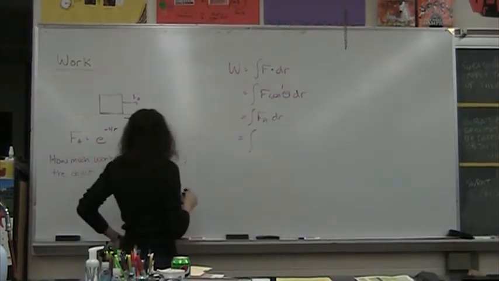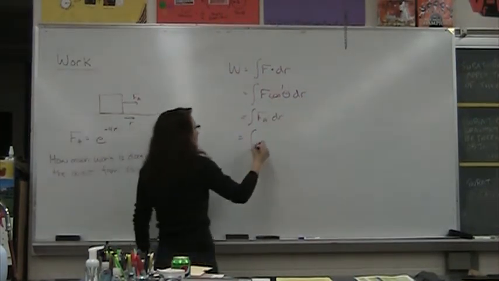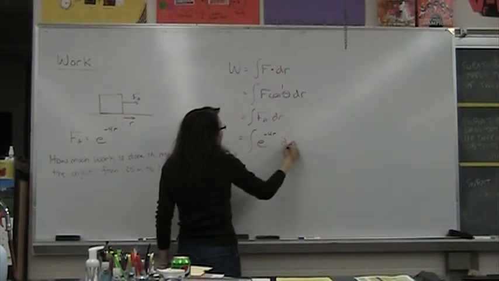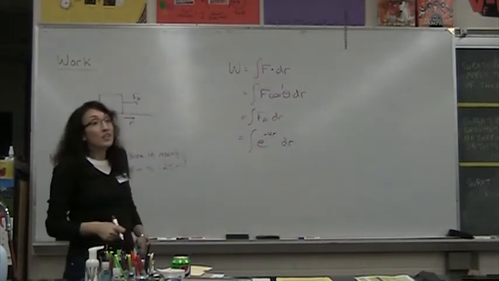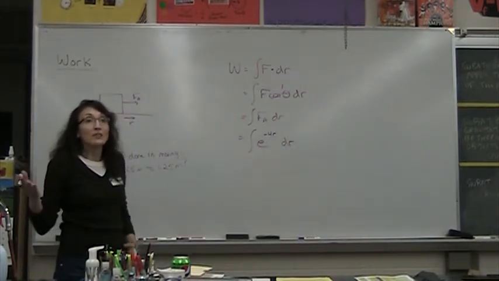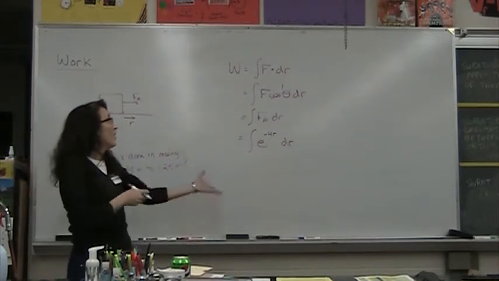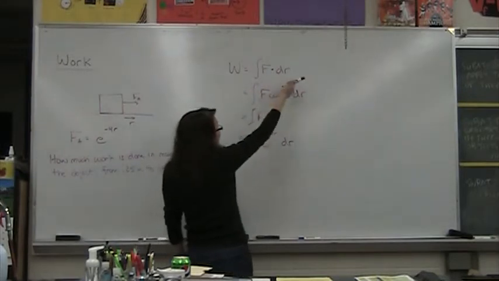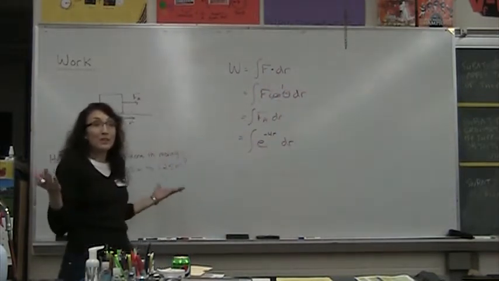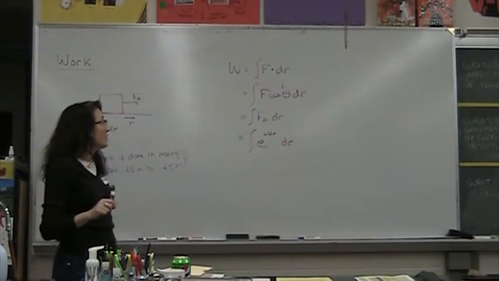We can plug in for FA. We have this formula, e to the minus 4r dr. Again, if I wrote it as minus 4x, does it make a difference? No, because x and r are the same thing. So that's fine. If you wanted to write this equation as F dot dx, same thing. I'm just, again, going with what appears on the AP sheet.